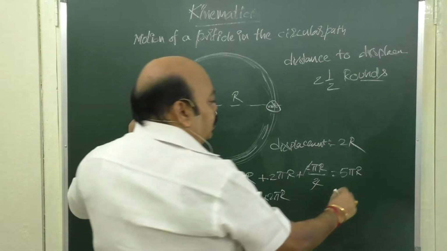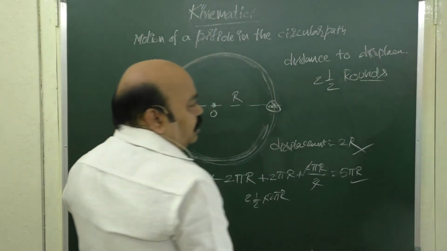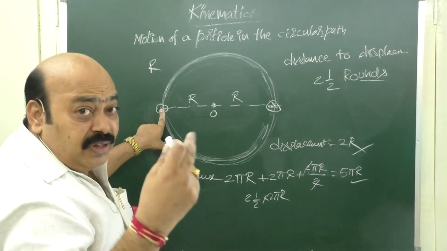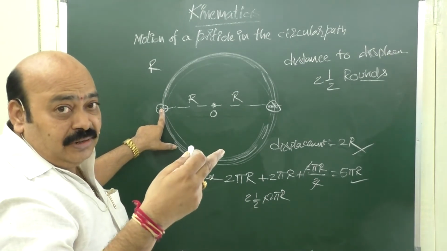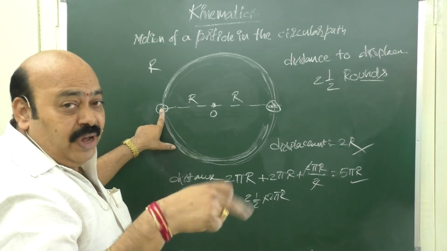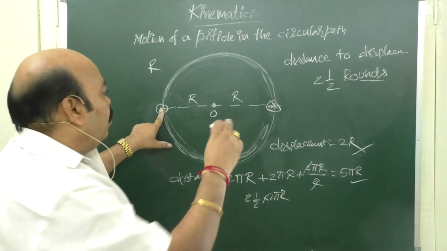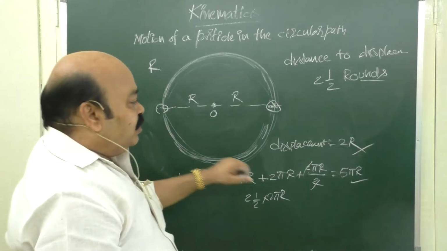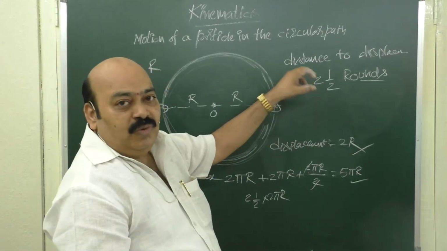What is the distance travelled? 5 pi r. Even after 3.5 rounds also he will be there. 3.5, 5.5. Any half refers to diametrically opposite. Very simple technique. Now let us come to the original question.